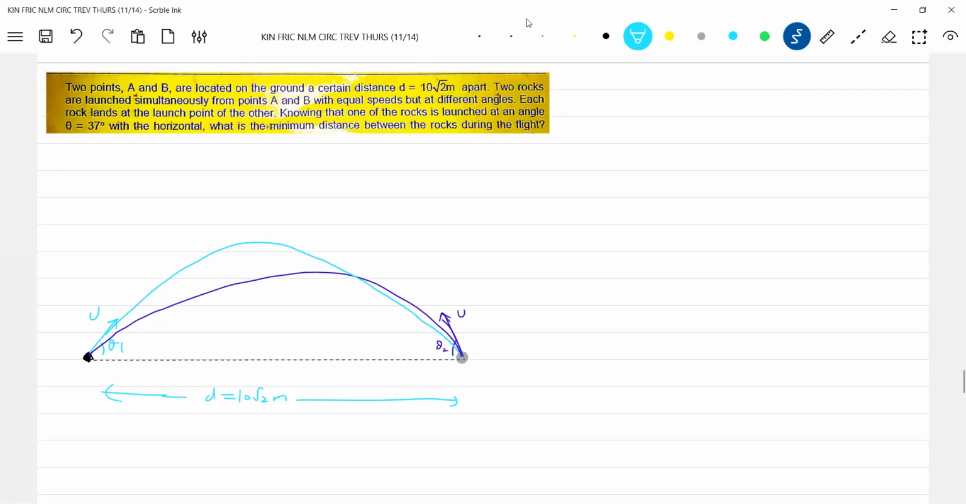Can we get the other angle? The range should be the same, no? Complementary angle. So theta 1, if it is 37, or if I assume 57. Okay, I think let's not bother. How to get that minimum separation?